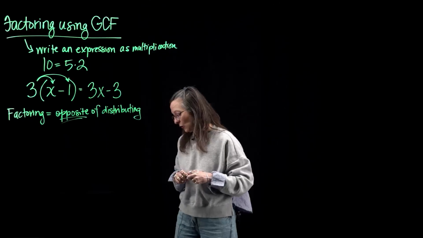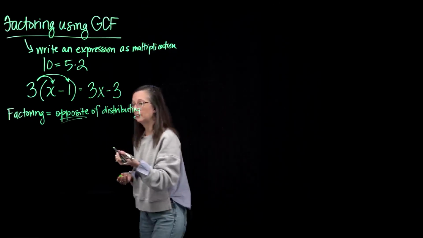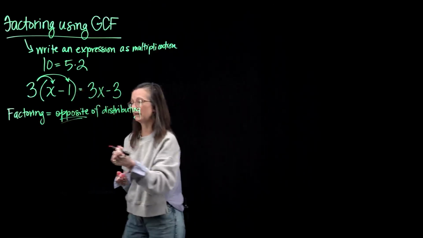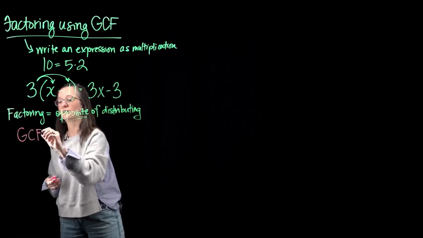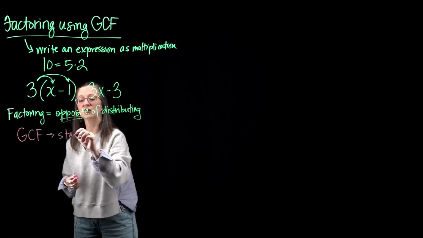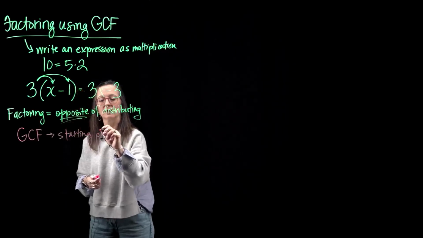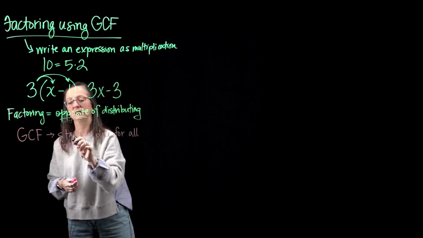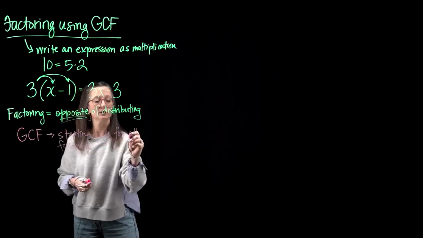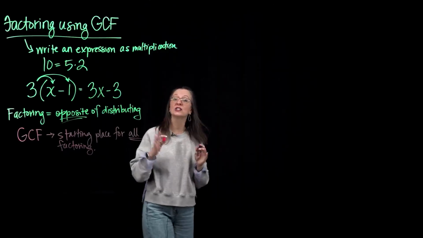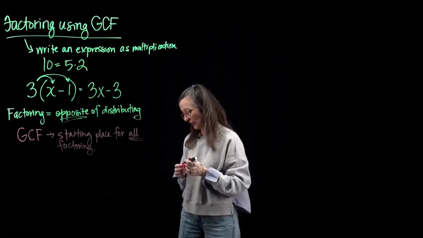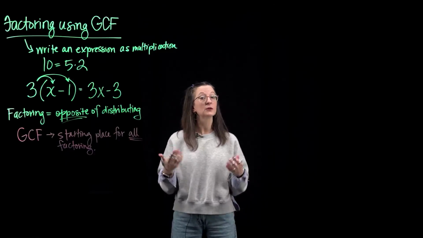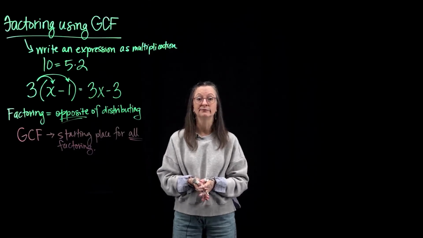All right, so GCF is the starting place for all factoring. And that's so important, I'm going to pick up a different marker for it. So GCF, greatest common factor, is our starting place for all factoring. So it is the first thing I want to think about anytime I am factoring is looking at all terms, what do they share? All right, so let's look at a couple of examples of using the GCF to factor.